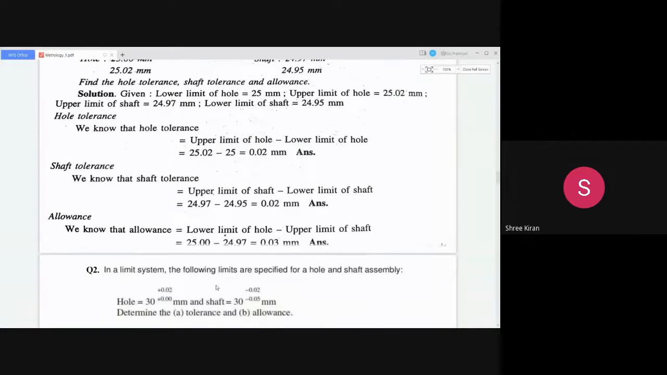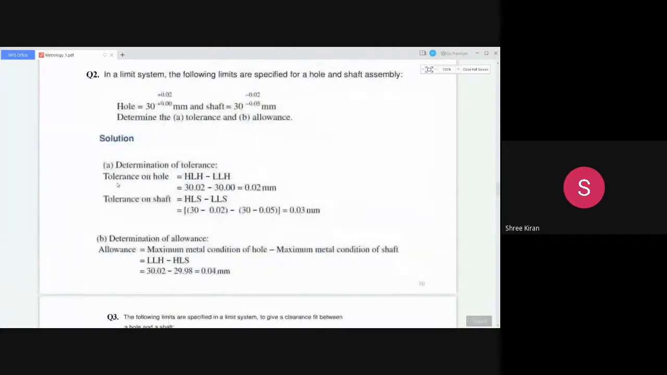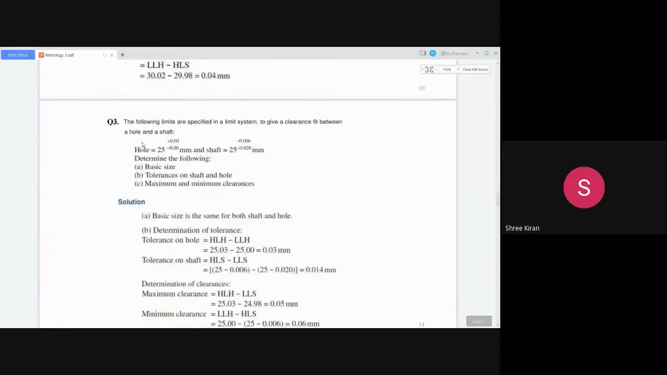Then in the limit system, the tolerance of the hole is the higher limit of the hole minus the lower limit of the hole, and the tolerance of the shaft is the higher limit of the shaft minus the lower limit of the shaft. In the case of determining the allowance, it is the maximum metal condition of the hole minus the maximum metal condition of the shaft. That is the lower limit of the hole minus the higher limit of the shaft.